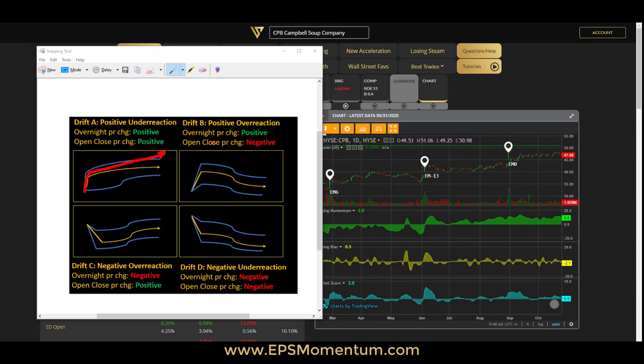Drift B is the second case where you have a positive push overnight, but then a negative one, right? So a negative open to close. So yes, there's a positive push, numbers are good, but the actual institutional investors are not so excited about the stock. There's some caveat there. So the stock tends to go up in this fashion, and then drifts down till the end of the quarter. So that's interesting to note.